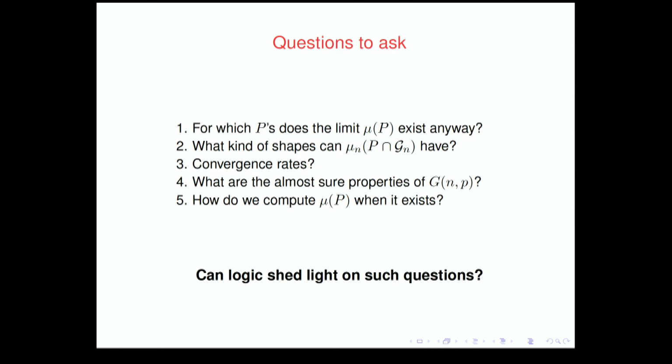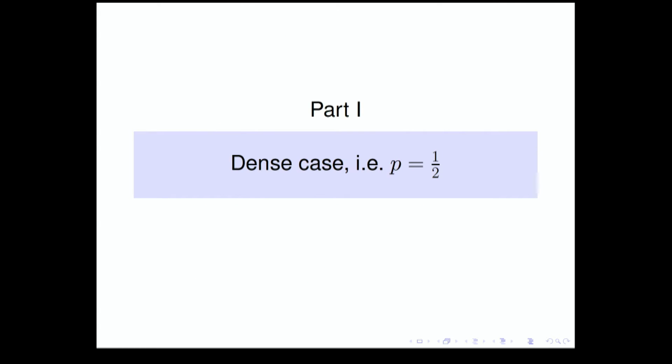So they are defined by some finite sentence of some language. On the other hand, they are also usually closed under isomorphisms, so it makes sense to talk about their logical complexity, what it takes to define them, and therefore it makes sense to ask what logic can say about it.